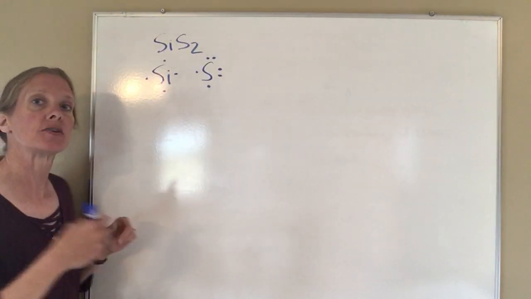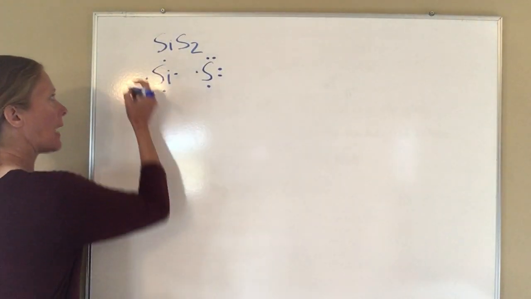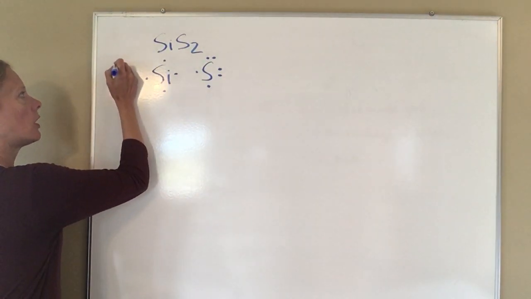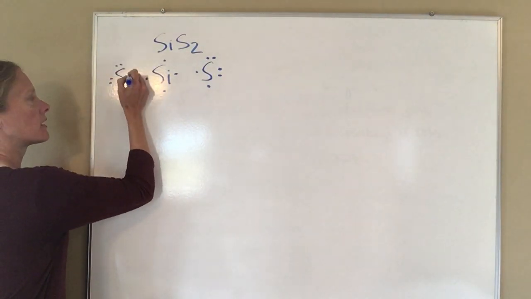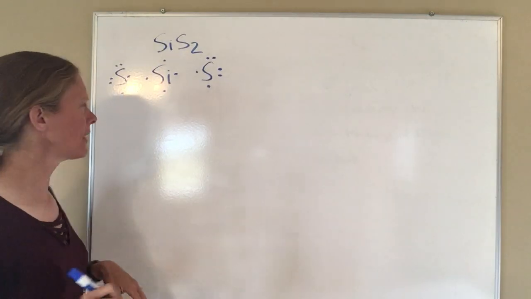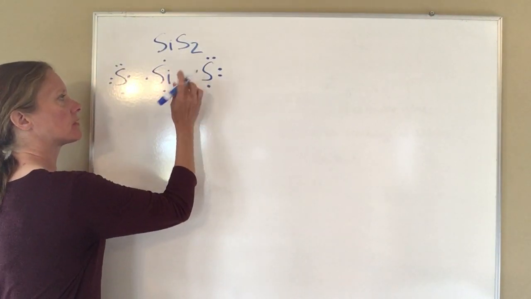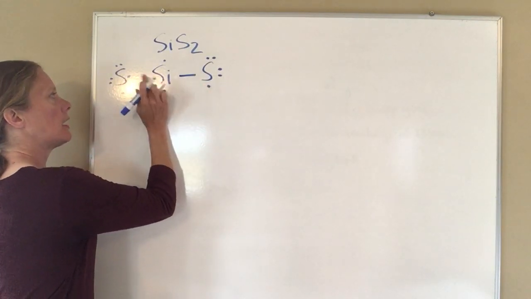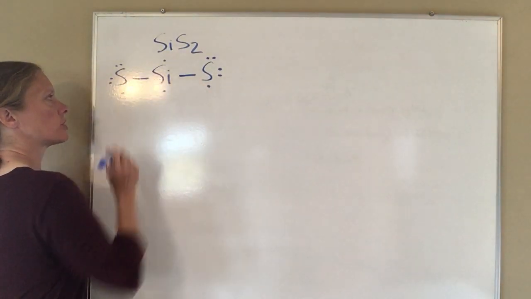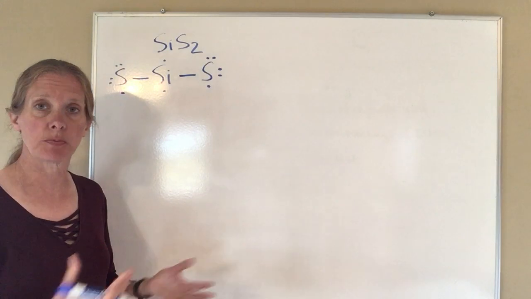So I'm going to assume at this point that that's the way it's going to happen, and I'm going to stick this sulfur over here like that, and then we're going to start connecting some things together. So let's assume that this silicon and this sulfur will share, and this silicon and this sulfur will share. So I've got everything hooked, so everything should be fine, right?